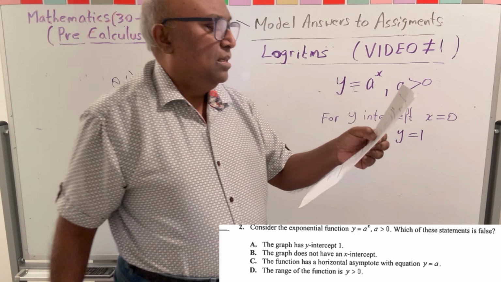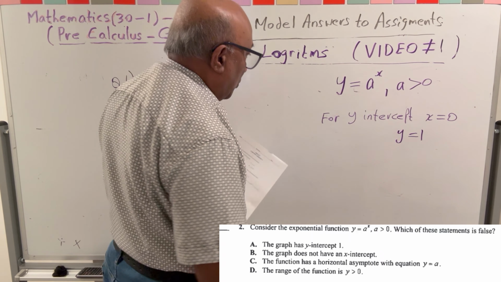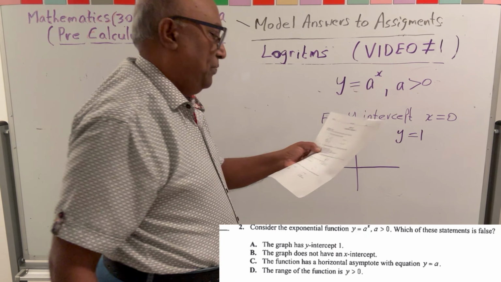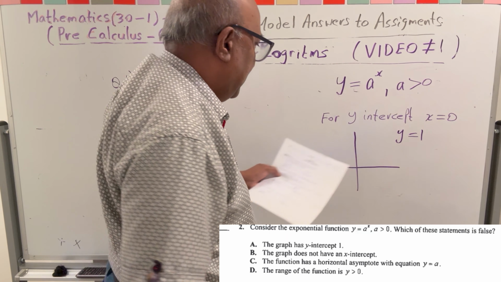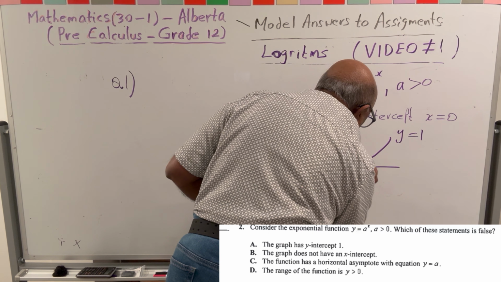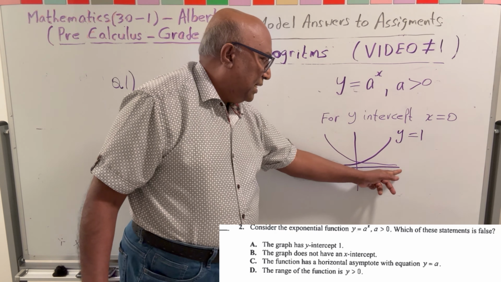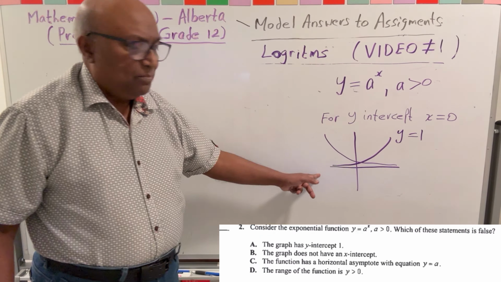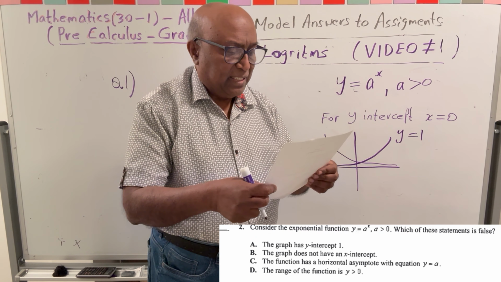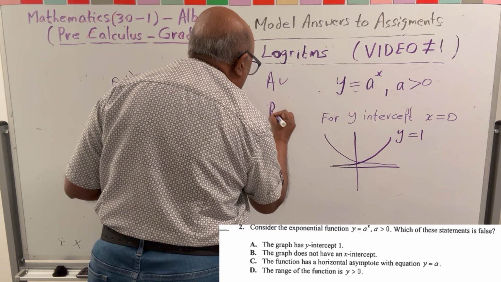Option B, the graph does not have x-intercept. Yes, that is also true. Either function is increasing or decreasing, whatever the condition, the graph does not cut x-axis. That means x-axis is the asymptote. As the graph does not cut x-axis, the graph does not have an x-intercept. That is also true. That means option number A is right. Option number B also right.